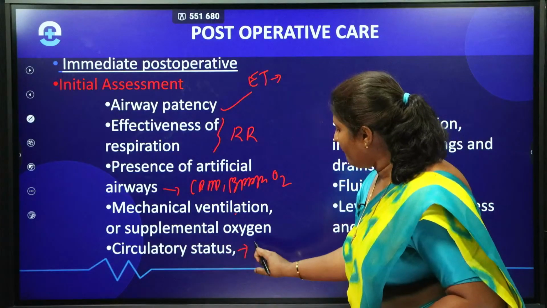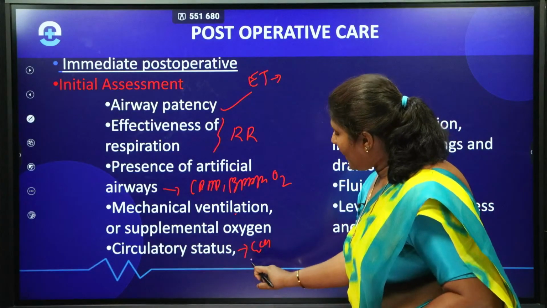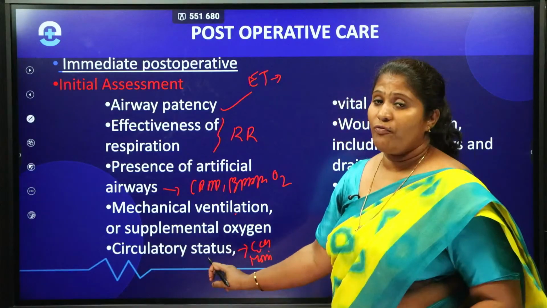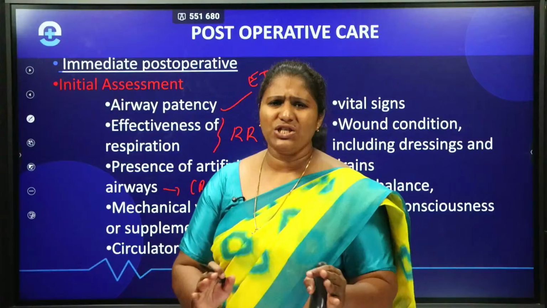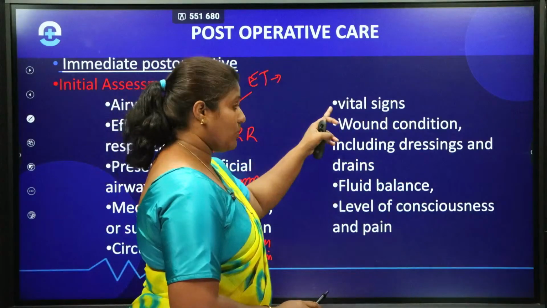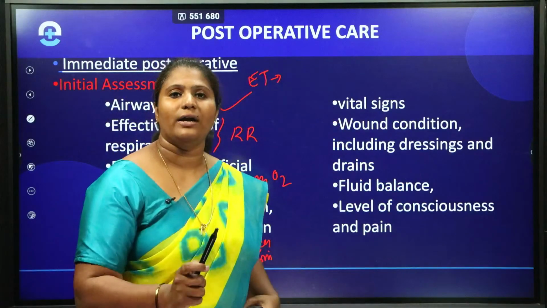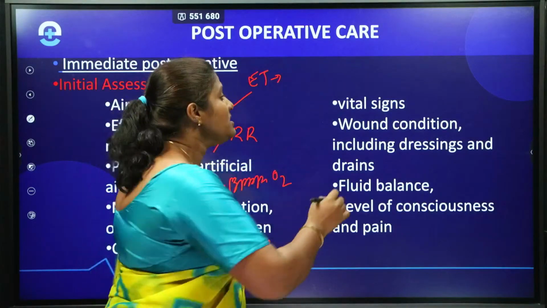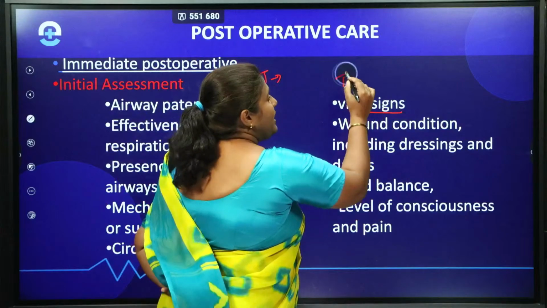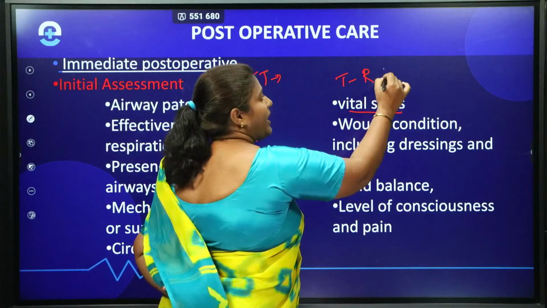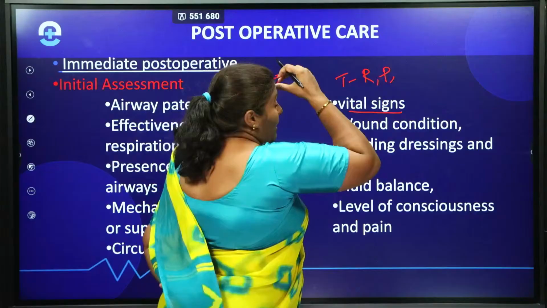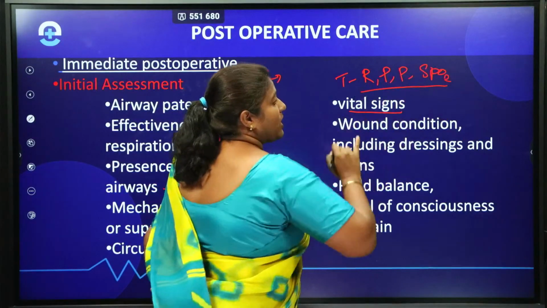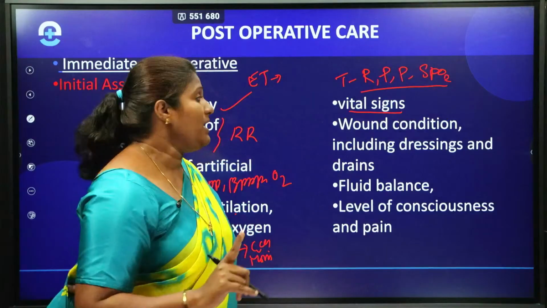Circulatory status: ECG or any kind of monitors, BP, everything you need to check for the initial assessment. Vital signs are very important, because whenever we are studying nursing, the main important thing is vital signs. Here we can check temperature, respiration, pulse, pain, SpO2, everything in the initial assessment.